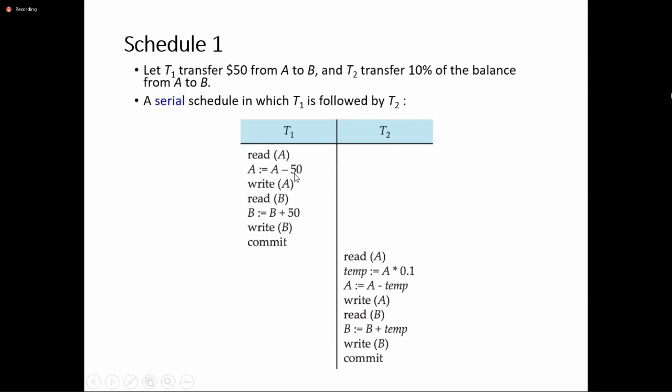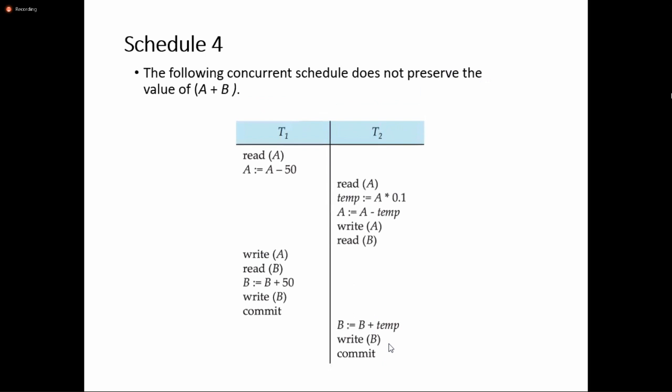One is a deposit, a money transfer of $50. This is one transaction. The other transaction is transferring 10% from A to B. This is another one. But altogether, you can also make T1 and T2 one transaction, but that is serial, in order. You have to keep the statements or steps orderly. That is serial, continuous.